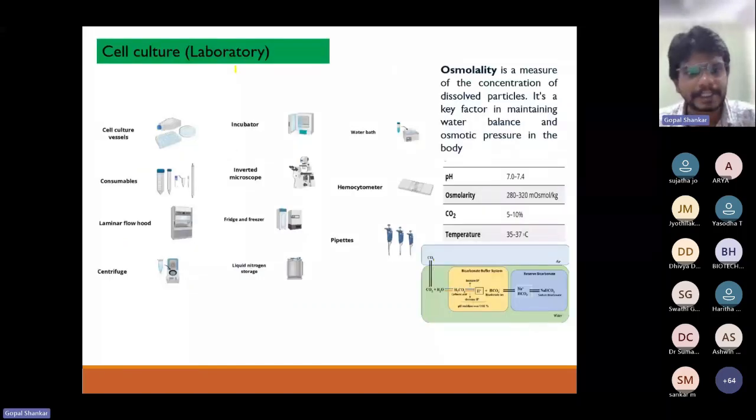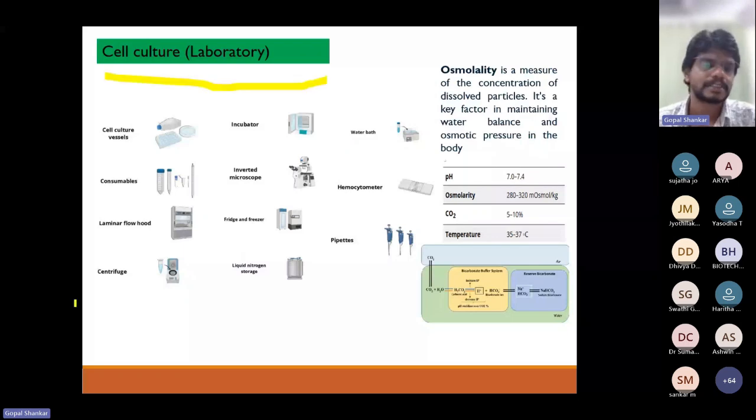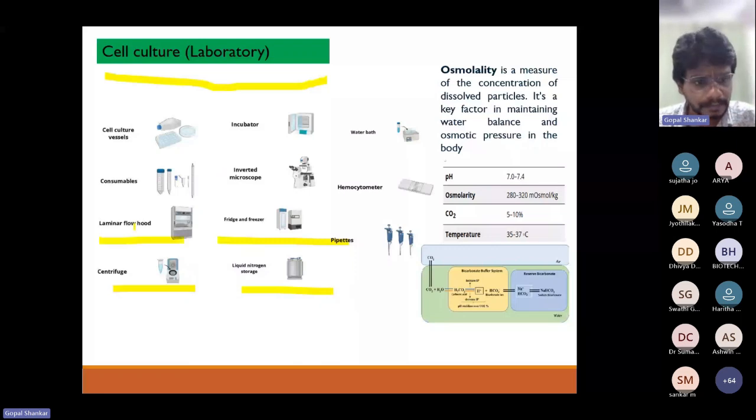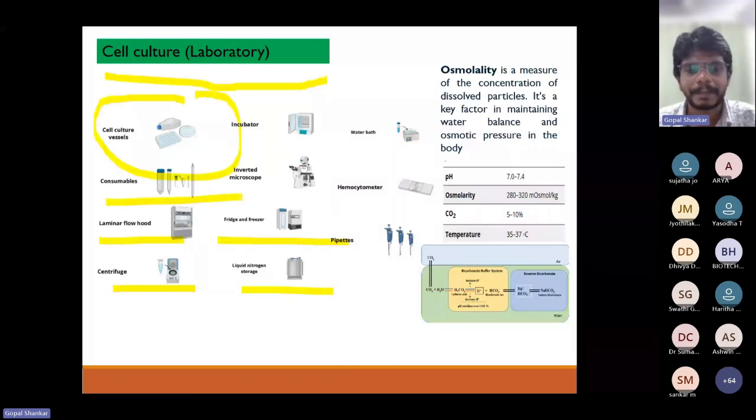So now with all the basics of the cells, let's move to the cell culture laboratory. To successfully run a cell culture laboratory, you need all of these essential equipment as well as consumables and instruments. One basic thing is the incubator, that is very much required. Then you need an inverted microscope, then refrigerator, then liquid nitrogen, centrifuge to separate your cells. And to work in sterile conditions, you need a laminar flow hood. Then how do you culture the cells? You need cell culture vessels, consumables, pipettes, hemocytometers basically used to count the cells, and a water bath. So these are the basic instruments that are required to run a successful cell culture laboratory.